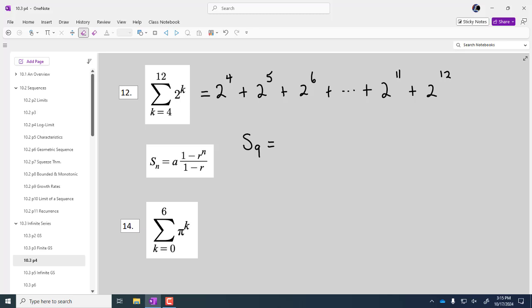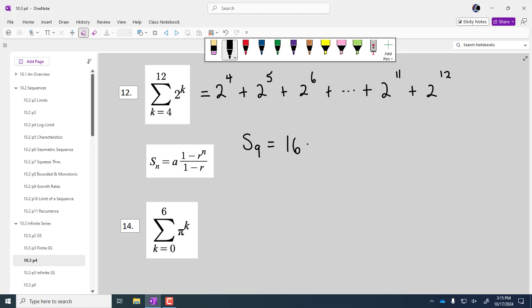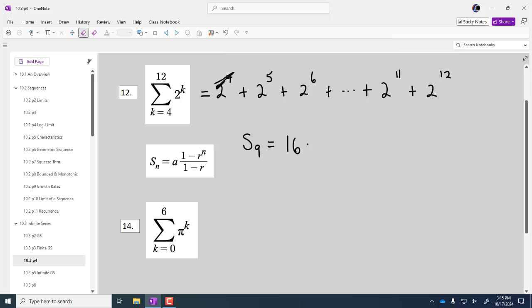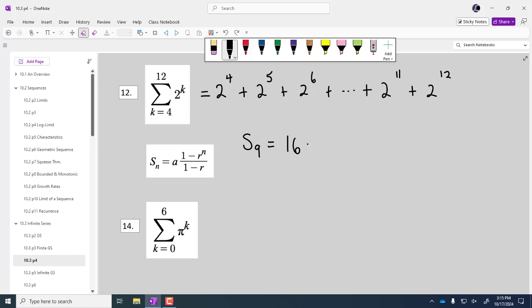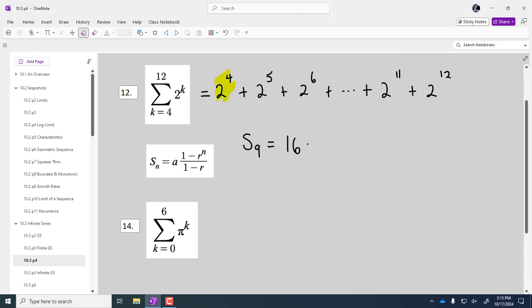So there is our formula. Tell me what A is. 2 to the 4. We'll call it 16. Okay, everybody agree? A is the first term. There's the first term. That's A, right there.